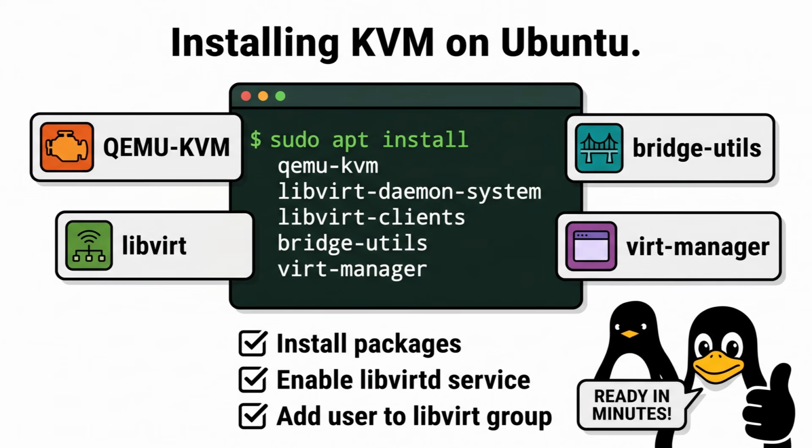You run sudo apt install qemu-kvm libvirt-daemon-system libvirt-clients bridge-utils virt-manager. That's it. This installs KVM, QEMU, libvirt, which manages your VMs, and virt-manager, a nice graphical interface. After install, add yourself to the libvirt group so you can manage VMs without sudo every time.